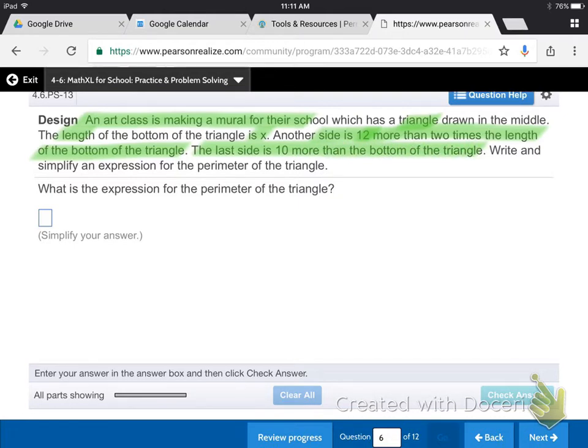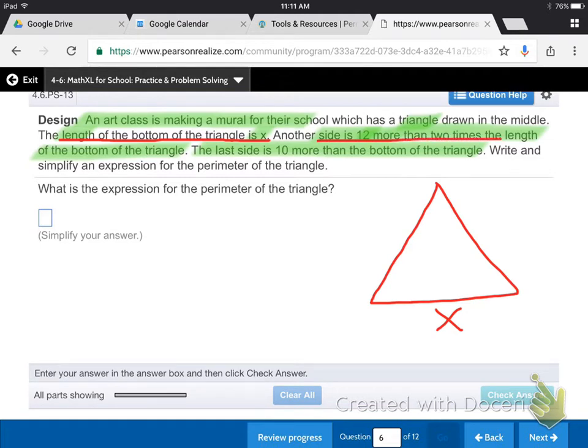Well, let's try and draw the triangle first. If we draw a triangle, how long did it say the bottom side was? It says the length of the bottom of the triangle is x. So I'll label that as x. Then it says another side is 12 more than 2 times the length. Well, that means 2 times the length, but 12 more than that means plus 12. And finally, the last side is 10 more than the bottom of the triangle. So that means the bottom of the triangle plus 10, because it's 10 more than that.